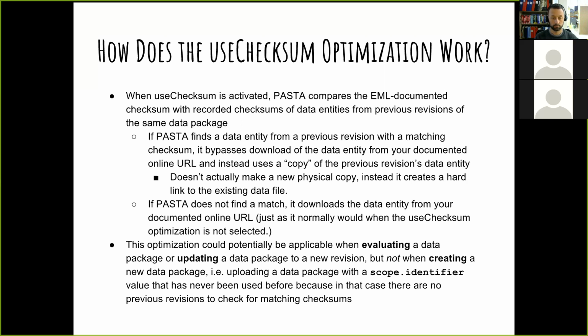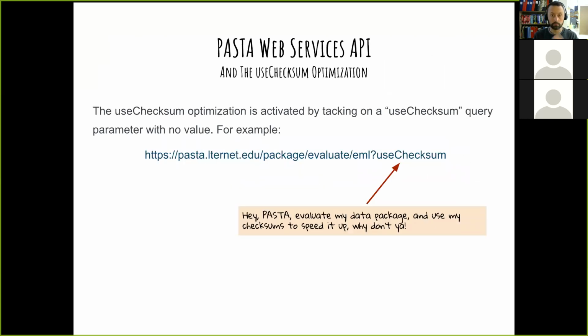This optimization could be potentially applicable when evaluating a data package or updating a data package to a new revision, but not when creating a new data package. And as you've probably already figured out, it's pretty obvious. That's because there are no previous revisions when you're creating a new data package. For the web services, the way we activate the useChecksum optimization is to tack on a query parameter, question mark, useChecksum. And so we're saying, hey, Pasta, evaluate my data package, but in this case, use my checksums to speed it up if you can.